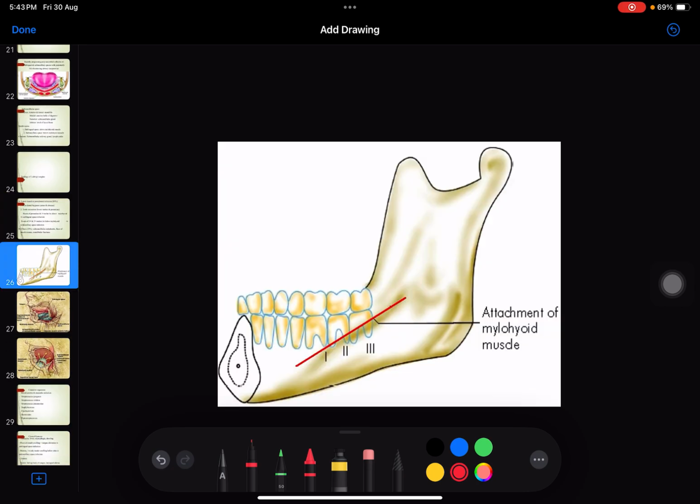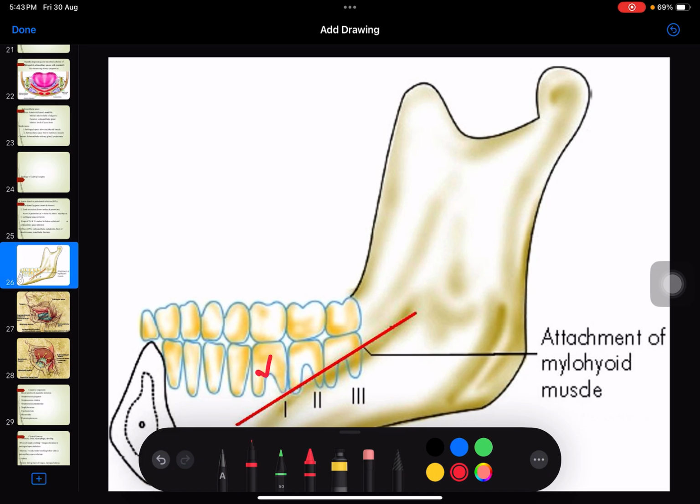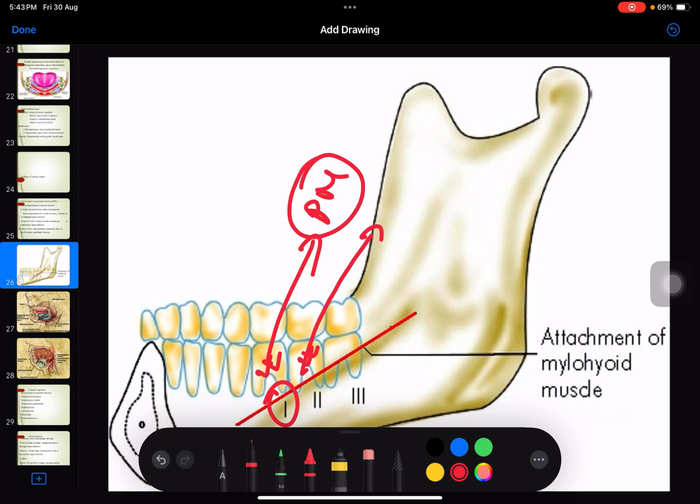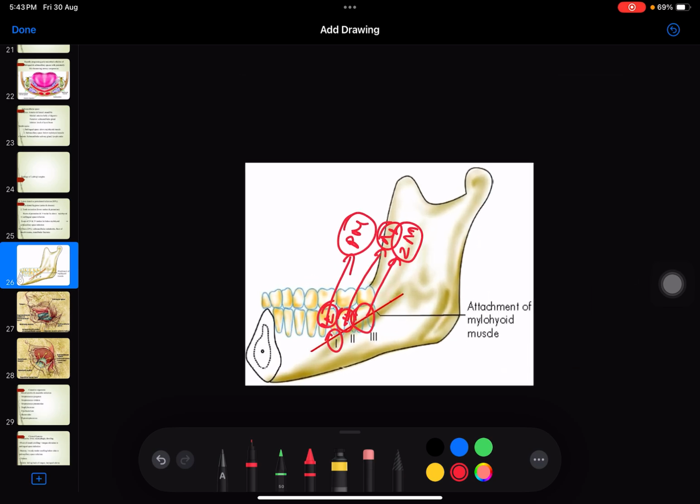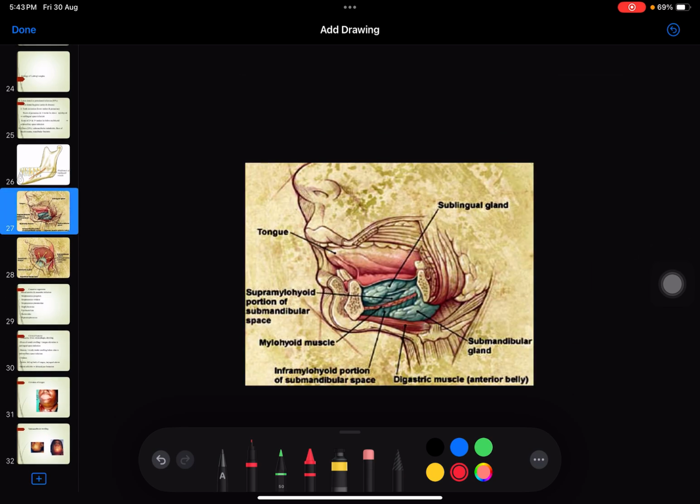Okay, so this was the diagram I was talking about. See, this first is actually your premolar. This is your premolar, this is your first molar, this is your second molar, and any infection or dental abscess of these areas can actually predispose to Ludwig's angina.